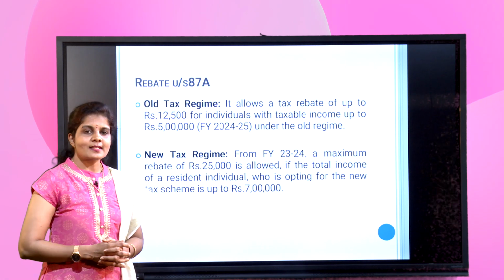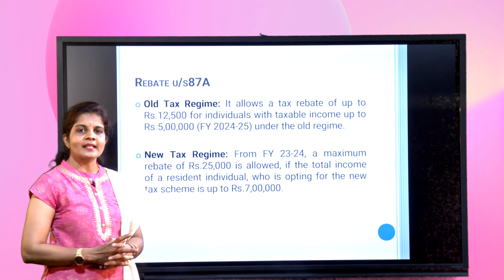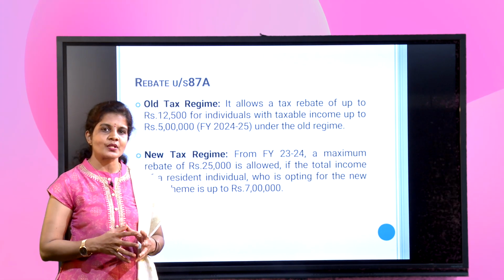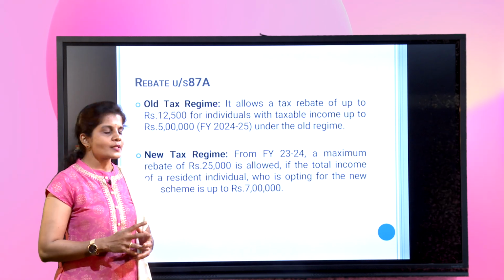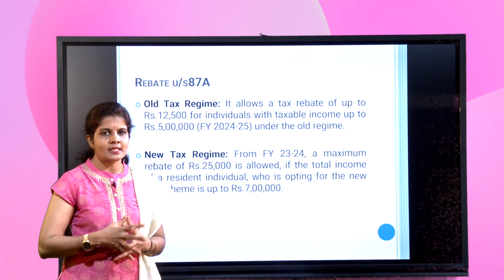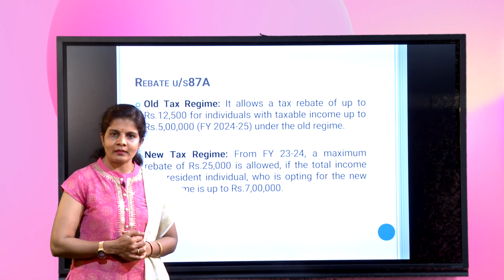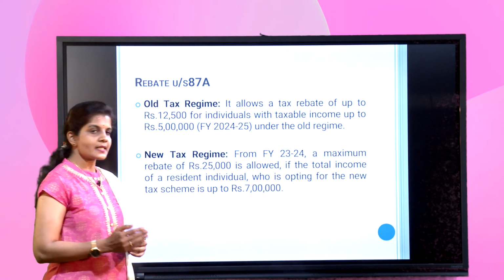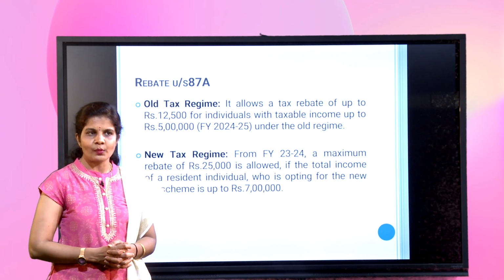Okay, this is a rebate. The rebate under section 87A of the Income Tax Act of 1961 is provided to all the individuals who have very little income. Those who have very little income, up to the specified tax limit, need not pay any taxes. Let us understand what rebate is available under the old tax regime as well as under the new tax regime.